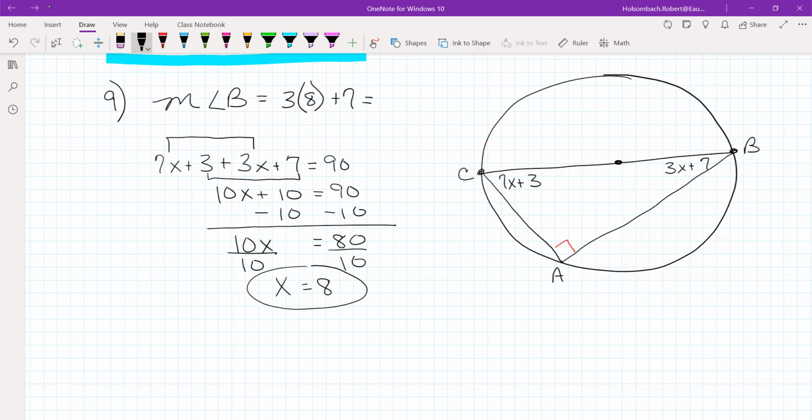And 3 times 8 is 24 plus 7 equals 31 degrees. And then number 10 asks for the measure of angle C. Well, if angle B equals 31 and the angles together sum 90, then the measure of angle C is equal to 90 minus 31. And 90 minus 31 is equal to 59 degrees.